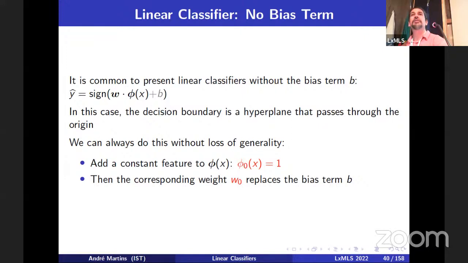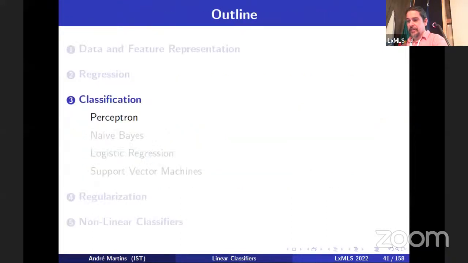Okay, is this clear? So this is quite important because we are going to use this throughout. Any questions about why we don't need to explicitly include the bias here? Right. Okay.